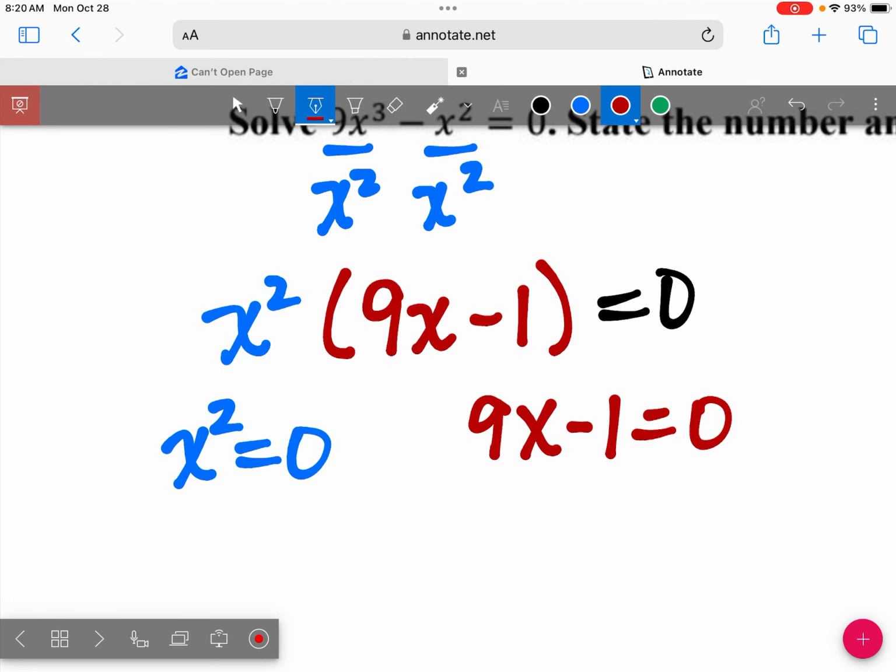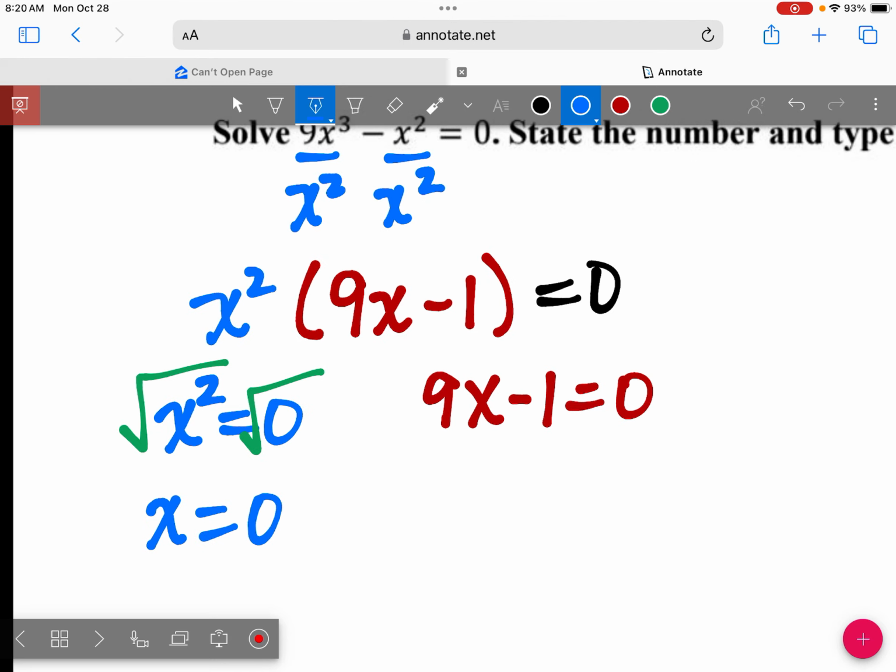So for the first one, when you take the square root of 0, you get 0. So x equals 0. Now because that factor started off squared, this one is going to bounce. At 0, it's going to bounce. It's not going to go through it, because we took out an x squared.